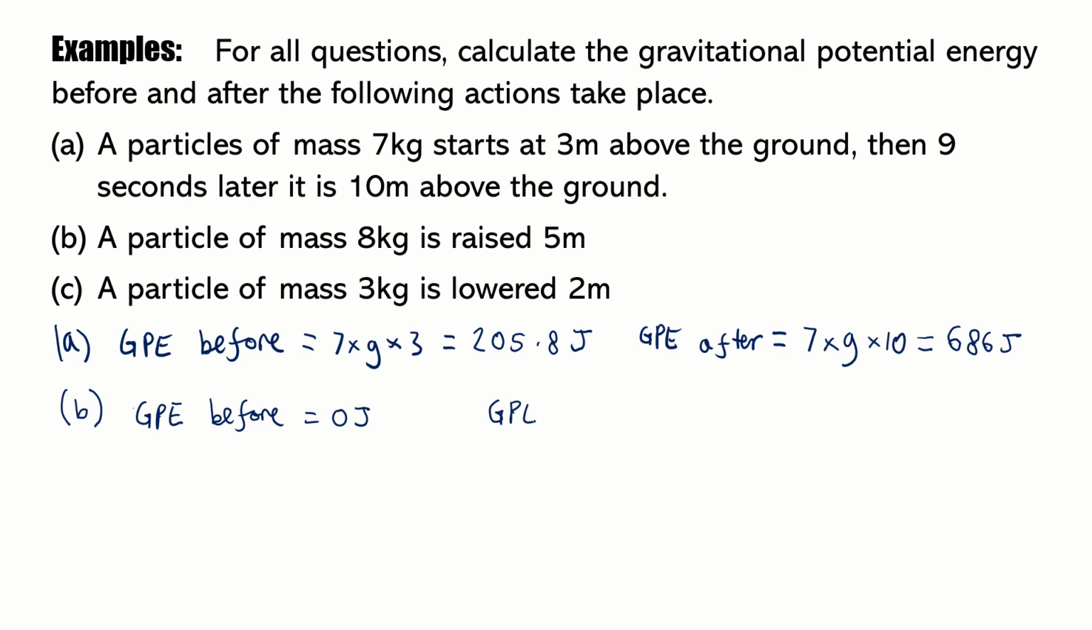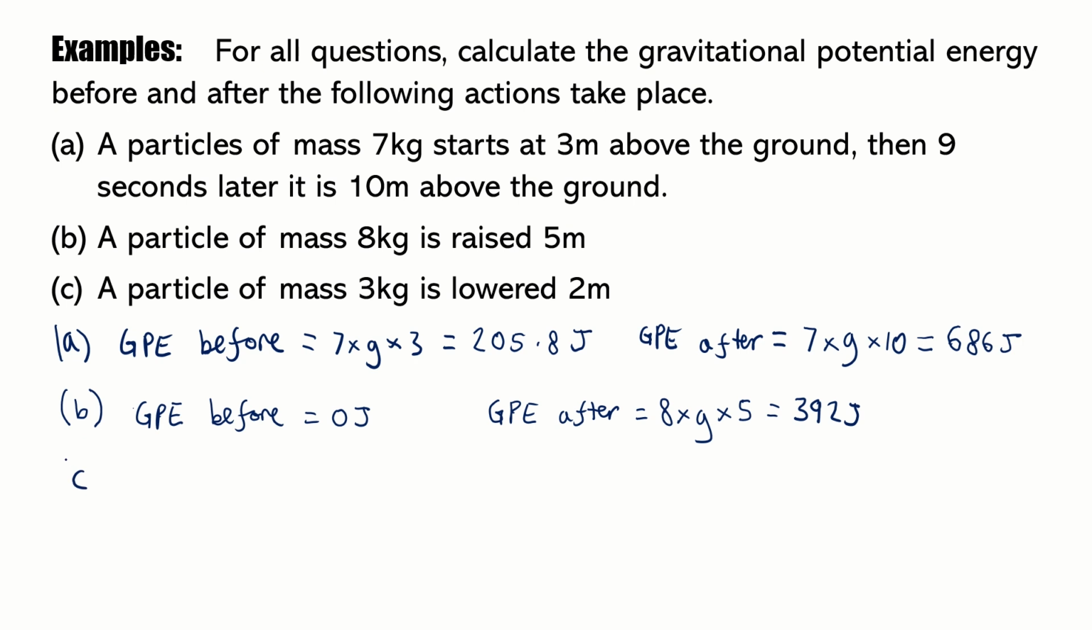And as a result, the GPE after would be equal to its mass of 8 kilograms times g times a height of 5, as it's 5 meters above the lowest point it was at for this scenario. And working that out, it's just number crunching, you'll get 392 joules.